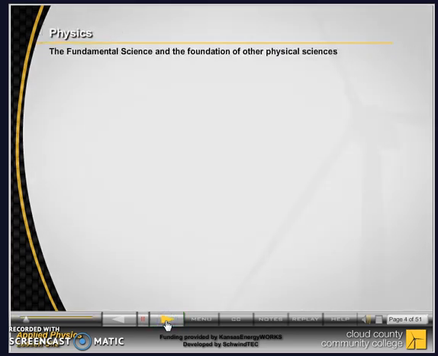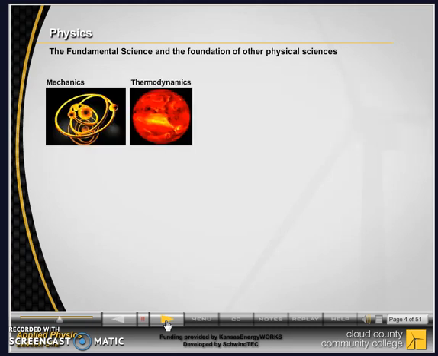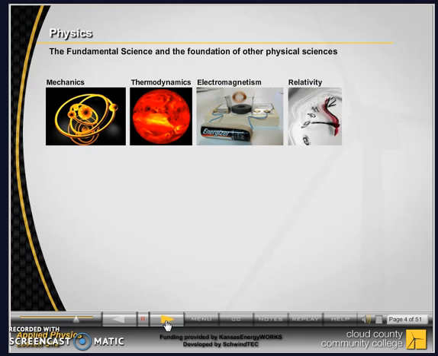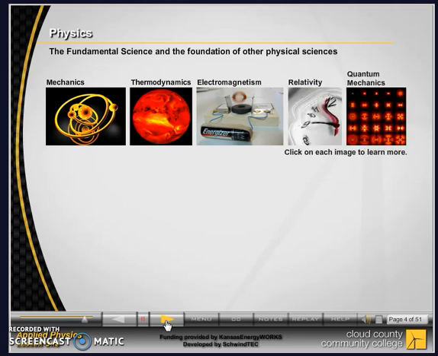Physics is the fundamental science and the foundation of other physical sciences. Physics is divided into 5 major areas: mechanics, thermodynamics, electromagnetism, relativity, and quantum mechanics. Click on each image to learn more.